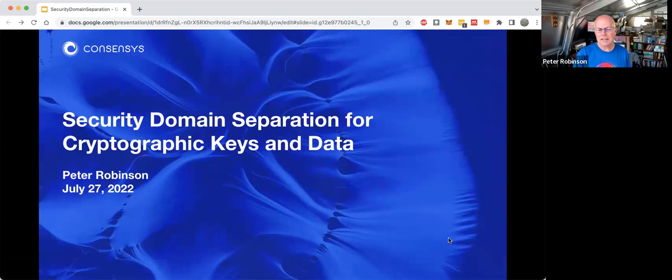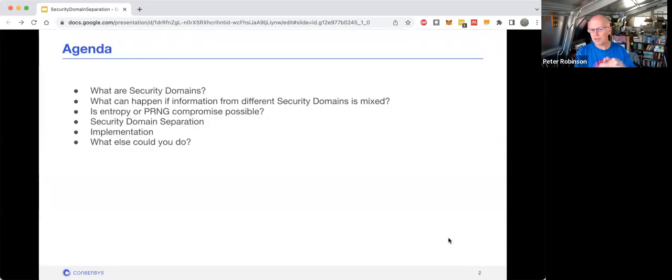Okay, so I'm going to talk about what are security domains and try and get a common understanding of what that's all about, and then talk about what can happen if you start mixing these security domains up, and then talk through, well, is this actually a real problem, and then talk through what you can do to do security domain separation and an implementation that you could use, and then talk about what else you could do if you really want to, if you're really protecting a lot of valuable information.